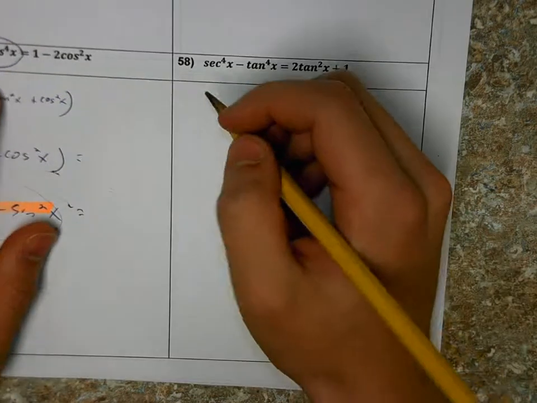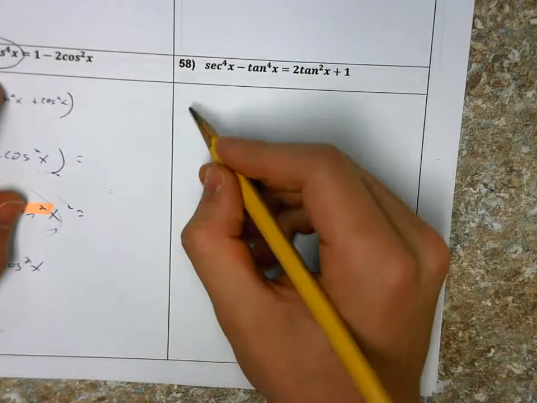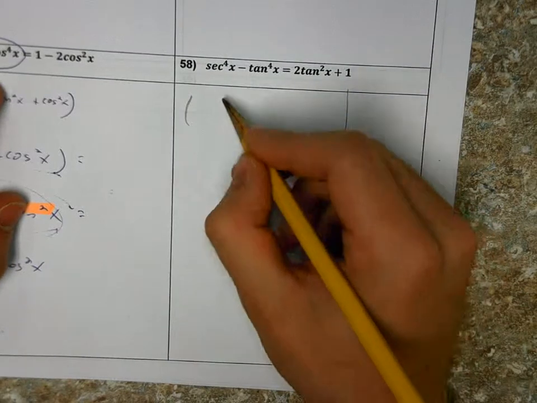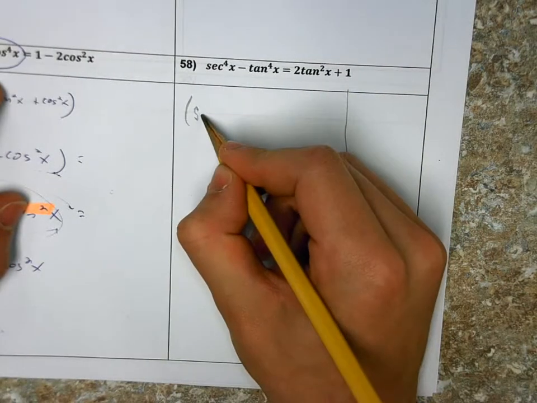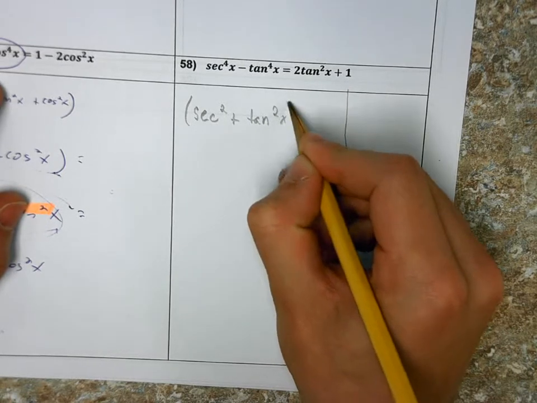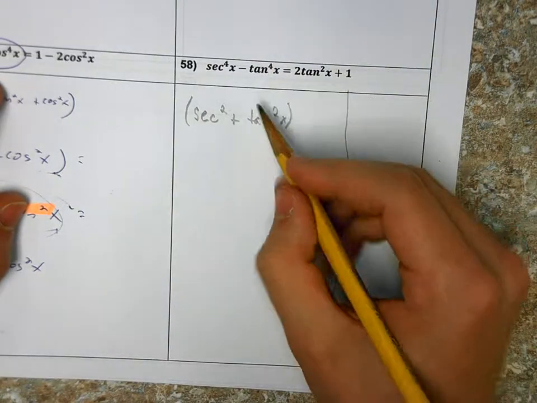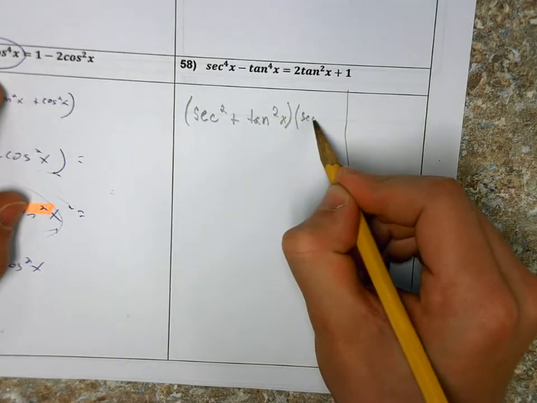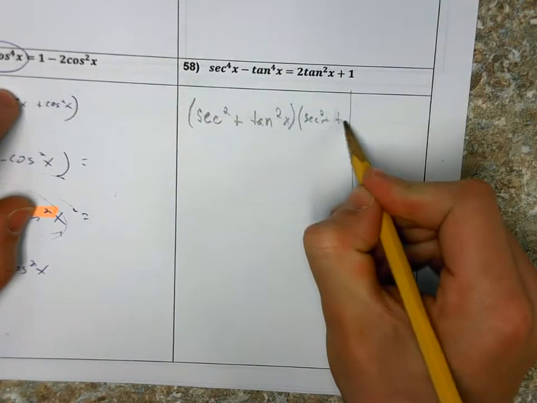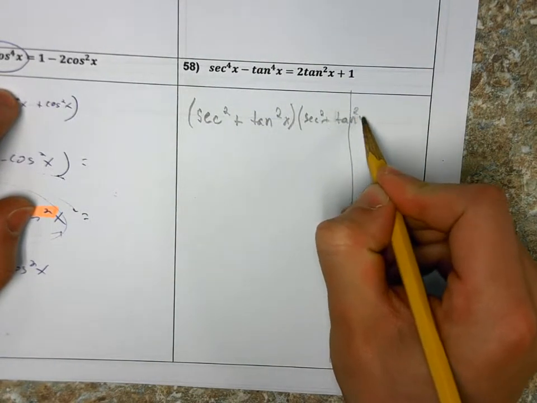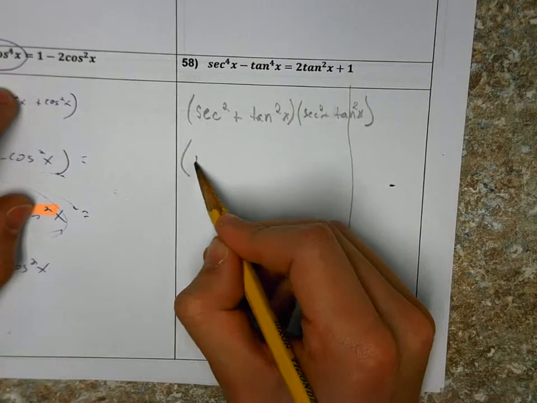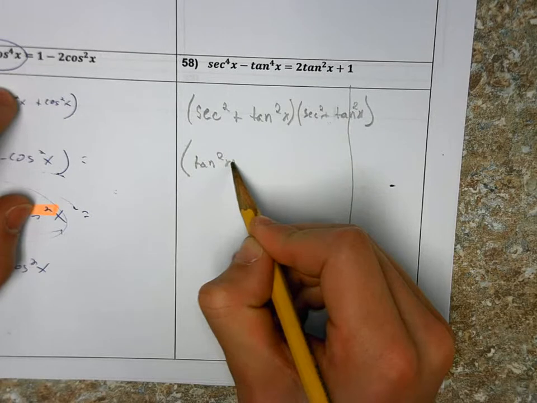58. When looking at 58, you can see that the left side looks a little more difficult than the right. So the first thing we did is we factored out secant 4x minus tan 4x into that. You can go over your line if you need to. And then when we look at secant squared, it is an identity that turns into tan squared x plus 1.